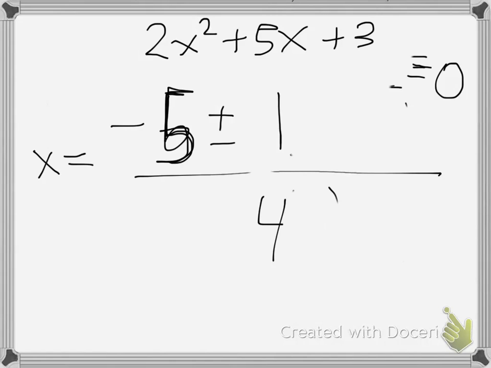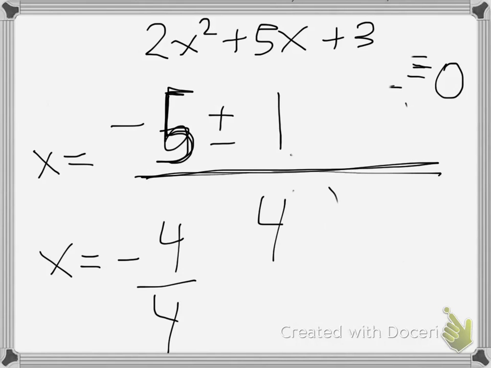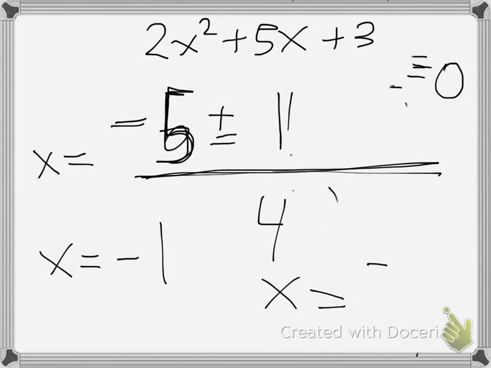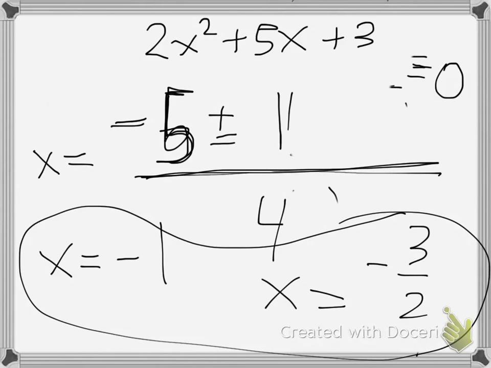So negative 5 plus 1 equals negative 4 over 4. So x can be negative 4 over 4, or x can be negative 5 minus 1 over 4. So negative 6 over 4. This cancels to negative 1. And you can write this as negative 3 halves. So these are our two solutions, x equals -1 and x equals -3/2.